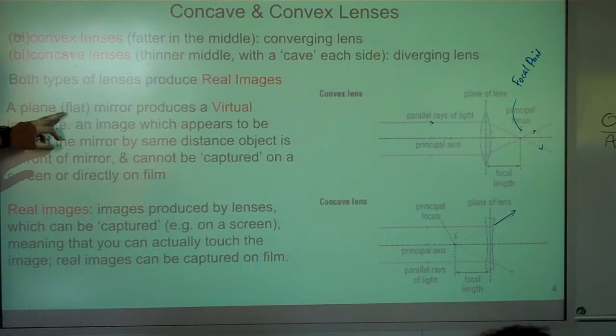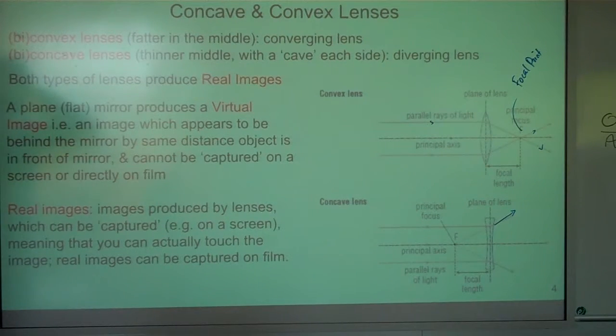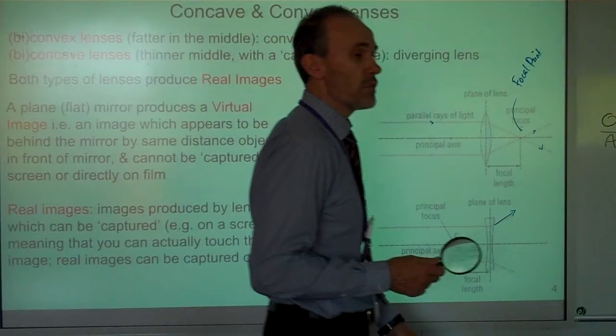Now, a plane, flat mirror, produces a virtual image. The virtual image was this idea that it's an image you can't touch. It's not in this world. It exists in a virtual world behind the mirror. But these lenses actually produce real images. They can be captured, they can be touched, they can be used to develop film.